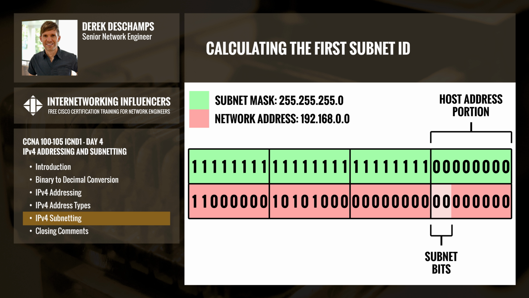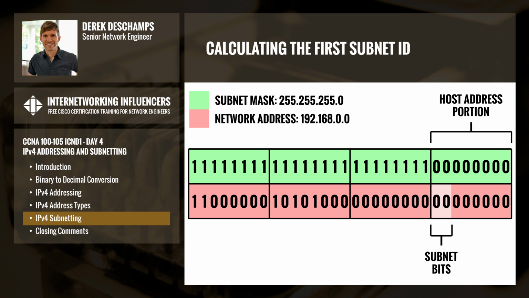The network address of a subnet is often referred to as a subnet ID. To calculate the subnet IDs of our 4 new subnets, we write out the original subnet mask and original Class C network address in binary. We then identify the host address portion of our network address by looking for the bits that are set to 0 in the subnet mask. We then borrow the 2 bits from the host address portion of the network address to be used for subnet bits.